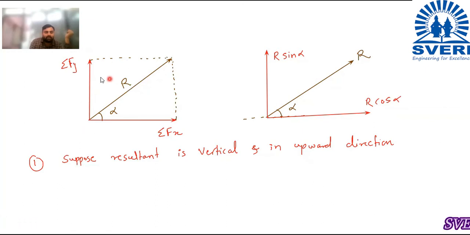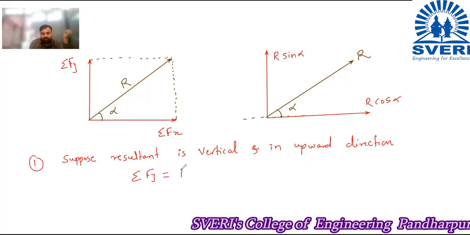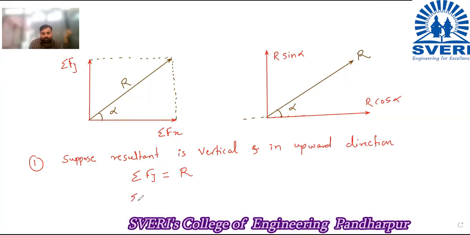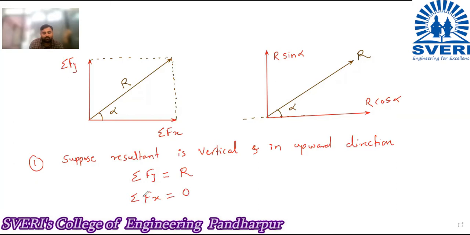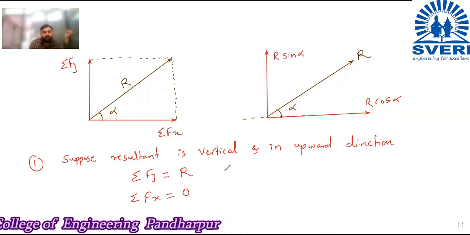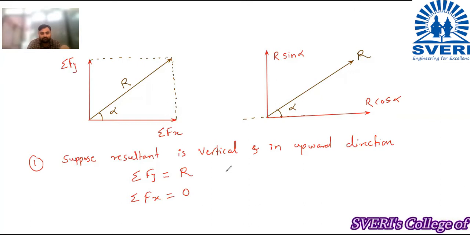If the resultant comes along Fy, what does that mean? In that case we can say that summation Fy is nothing but it is R, and summation Fx must be 0. Summation fx must be 0. Are you getting my point or not? Have you understood this? Very good. Okay, good.